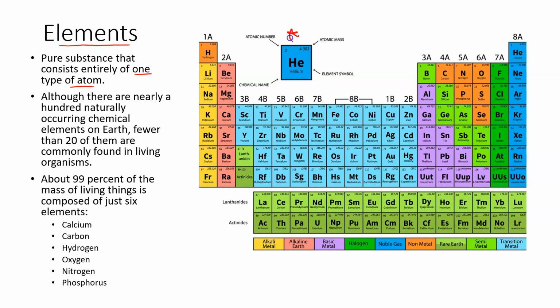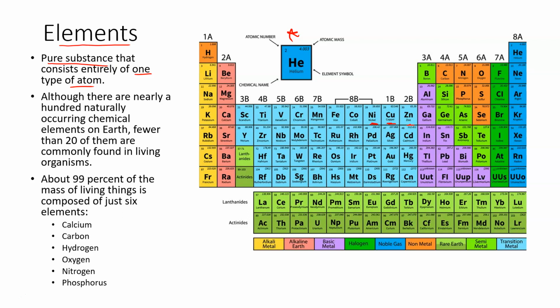Helium, for instance, is an element that consists of entirely helium atoms. Hydrogen, on the other hand, is an element consisting of entirely hydrogen atoms. And it doesn't matter what element we're talking about, no matter where it is on the periodic table. If you're talking nickel or copper or zinc, that element is built of entirely nickel or copper or zinc atoms. Okay, you can't be a pure substance if you're not entirely composed of one pure type of atom.